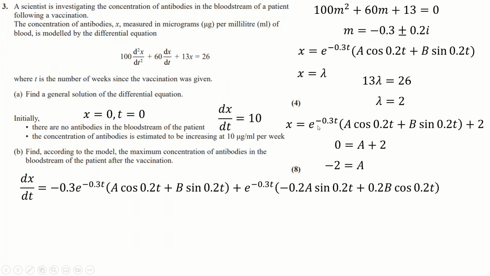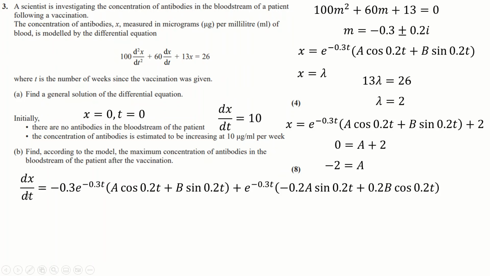This differentiates to minus 0.3 e to the power minus 0.3t, and then you leave this one alone. And then you differentiate this and leave this one alone, which is what I've done here. Cos differentiates to minus sine, remember, sine differentiates to cos, and you bring out these 0.2s. And now we can use dx by dt as 10. Of course, this 2 differentiates away.